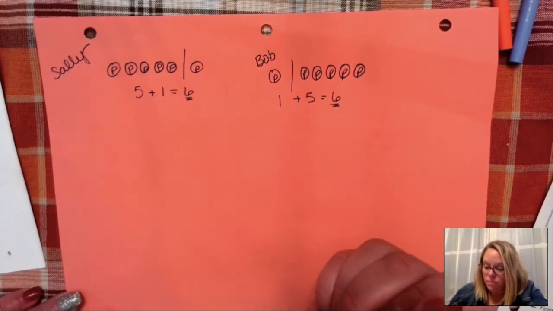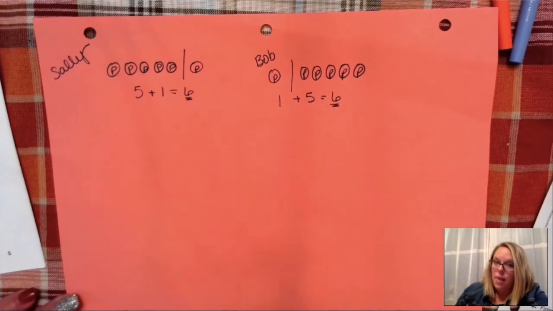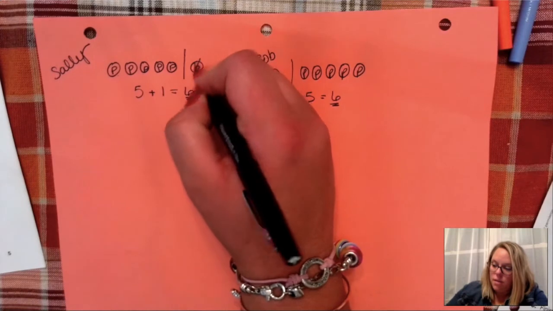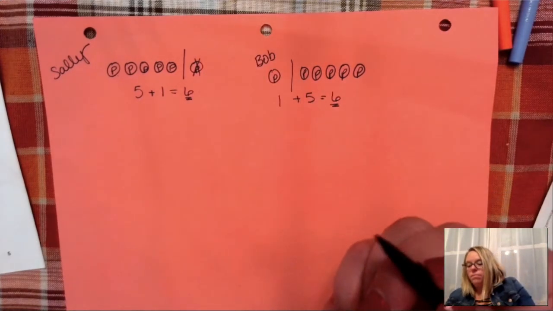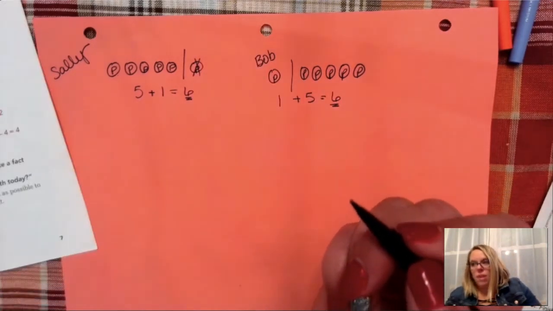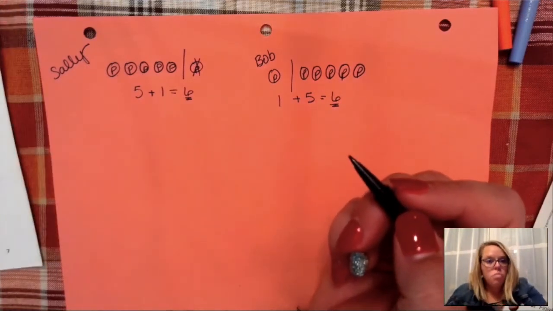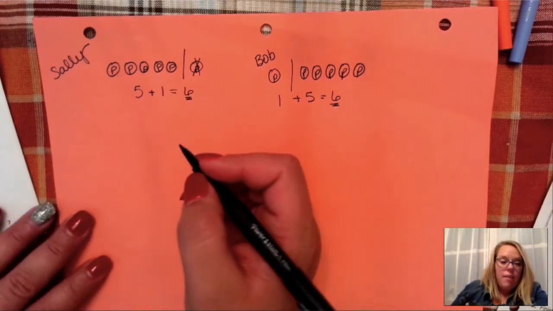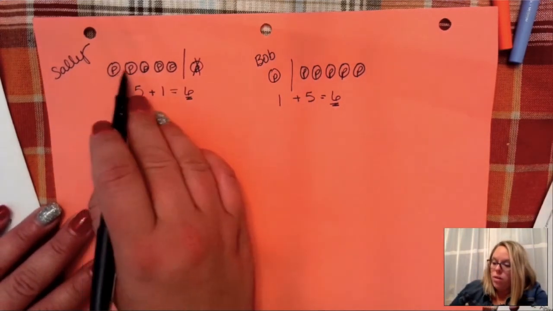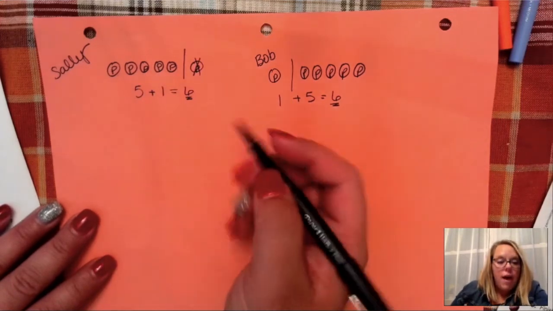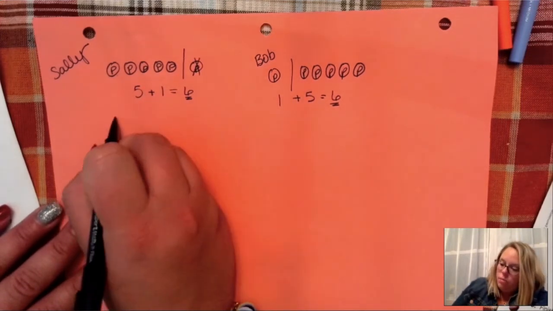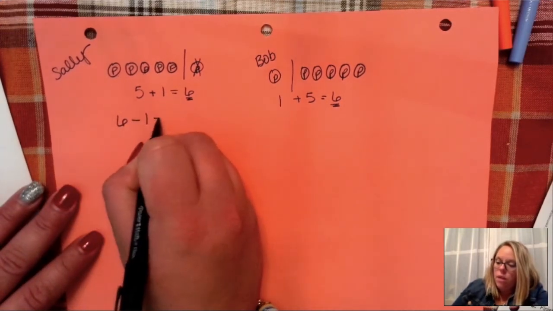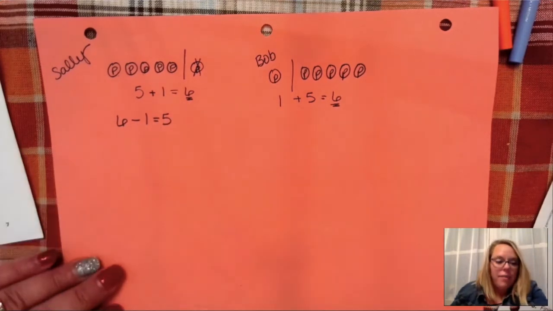Now, I'm going to take 1 penny from Sally. Okay, so she has 6. I'm getting rid of 1. Okay, I got rid of 1. How did I show it? I crossed 1 out. So how many pennies does Sally have now? 1, 2, 3, 4, 5. How are we going to write that problem out? She started with 6. She got rid of 1. How many does she have left? She has 5 left.